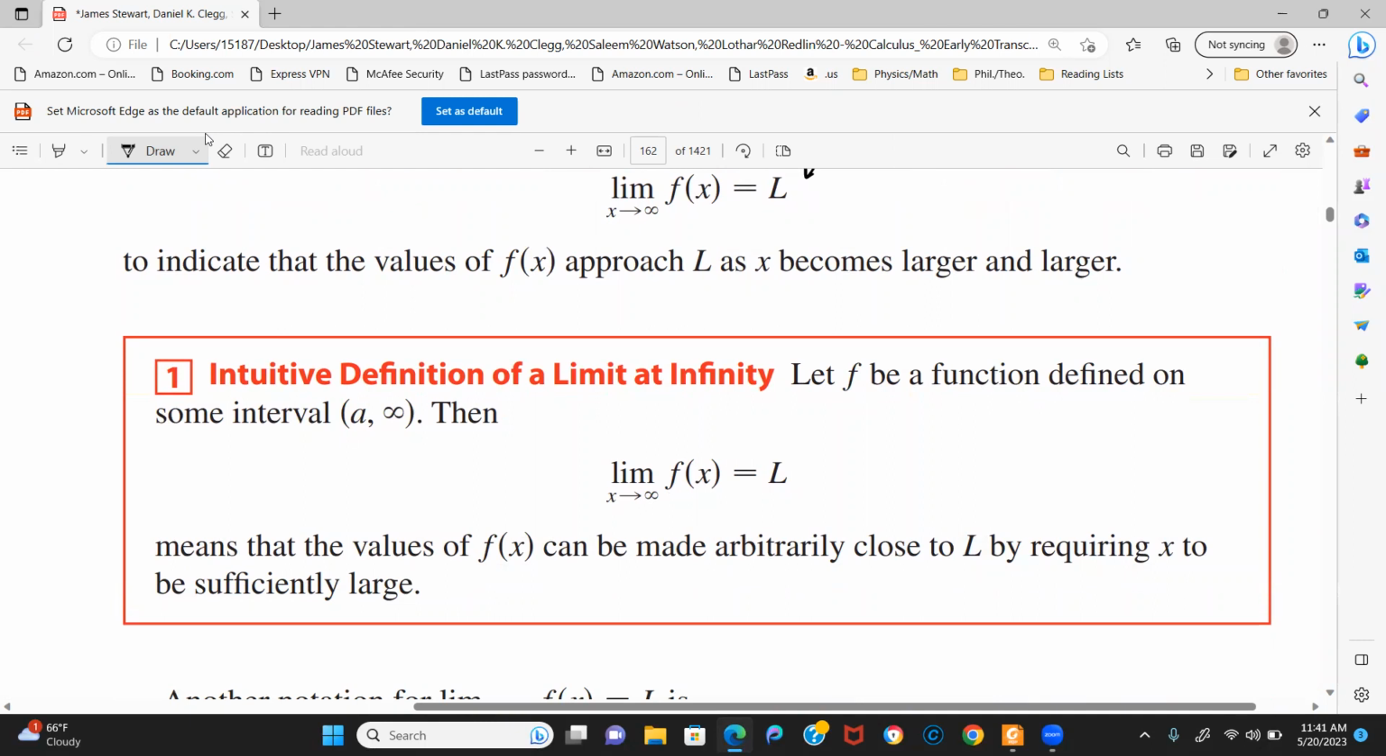So we have f as a function defined on some interval, and this is just for some a. It doesn't have to be anything specific. It can be any number a, as long as it's defined on an interval of this form. It could be defined on maybe 1 to infinity, or 10 to infinity, or 10 to the 100 to infinity, some really large number. It doesn't matter as long as it's defined on an interval where the right endpoint is infinity, because you're going to want to think about x going towards infinity. So you want the function to be defined on an interval that goes out to infinity.